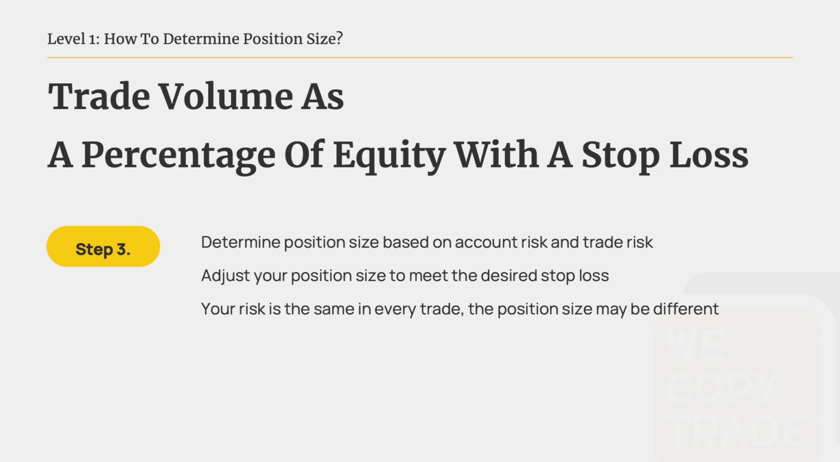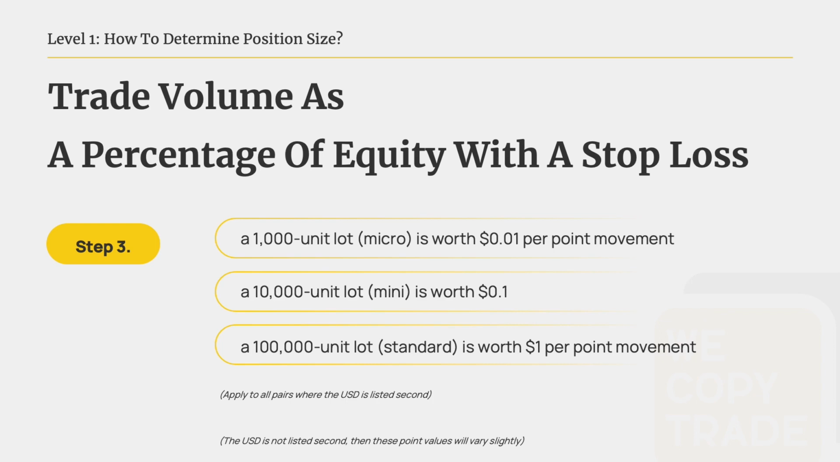Remember that a 1,000 unit lot, micro, is worth $0.01 per point movement. A 10,000 unit lot, mini, is worth $0.1, and a 100,000 unit lot, standard, is worth $1 per point movement. This applies to all pairs where the USD is listed second, for example, Euro-USD. If the USD is not listed second, then these point values will vary slightly. Note that trading on a standard lot is recommended only for professional traders.